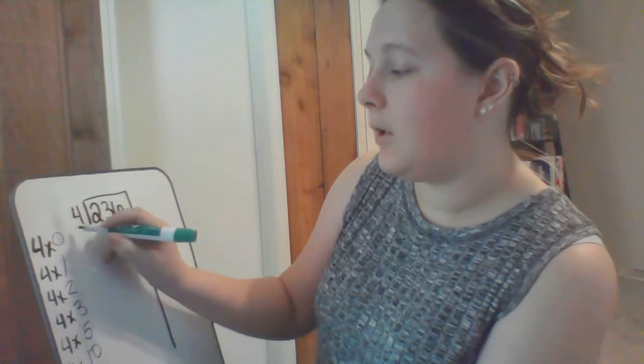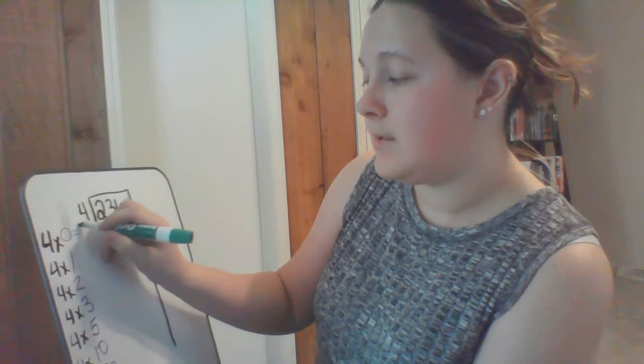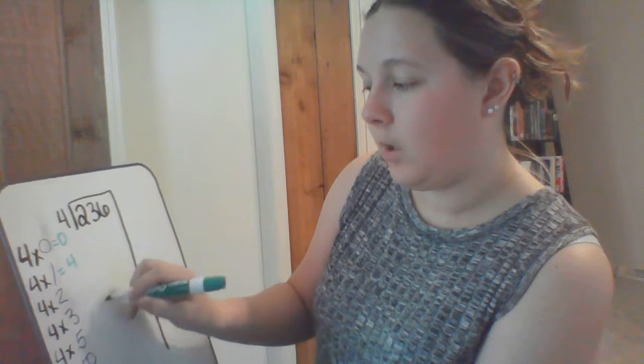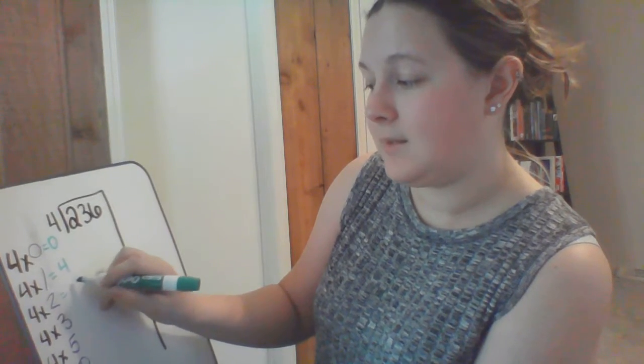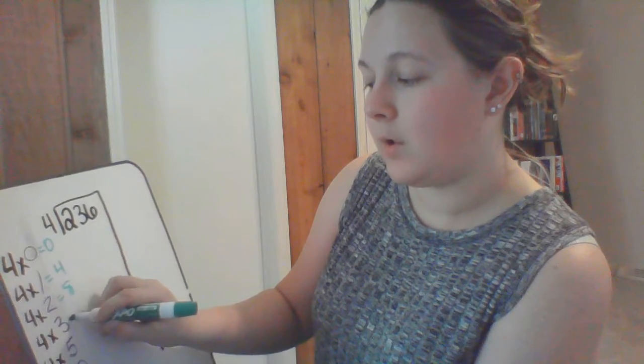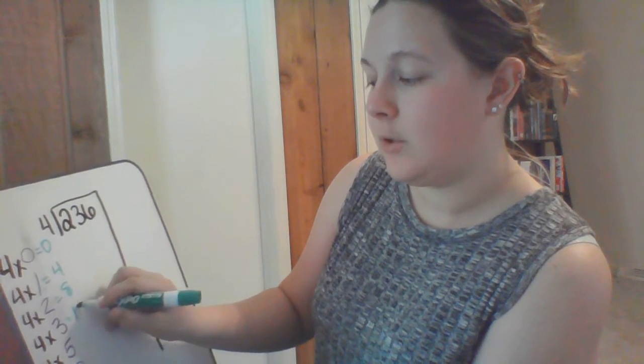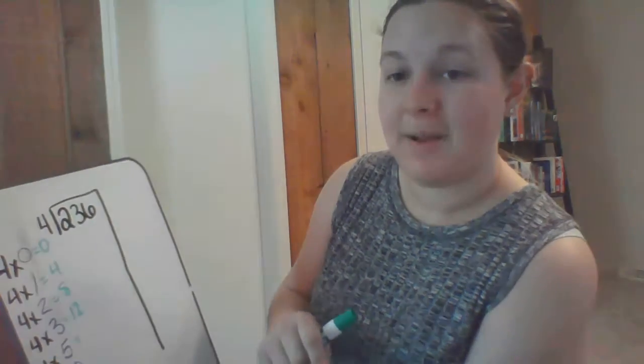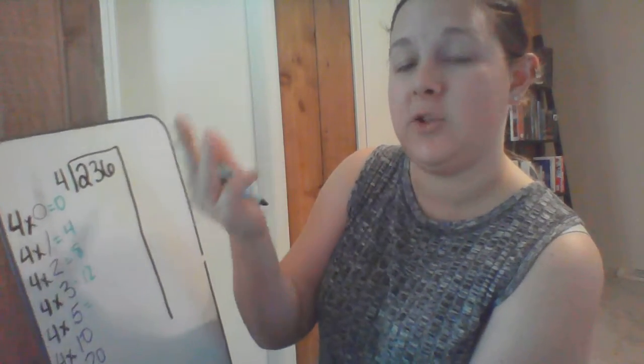So 4 times 0 is 0. 4 times 1 is 4. 4 times 2 is 8. 4 times 3 is 12. 4 times 5. If I don't know this, I can count by fives. 5, 10, 15, 20.